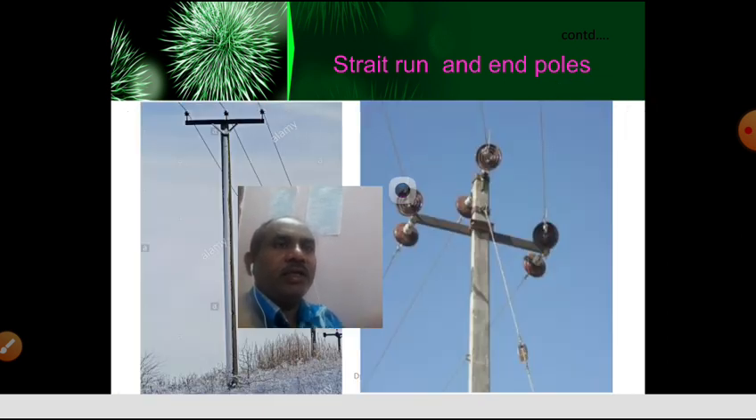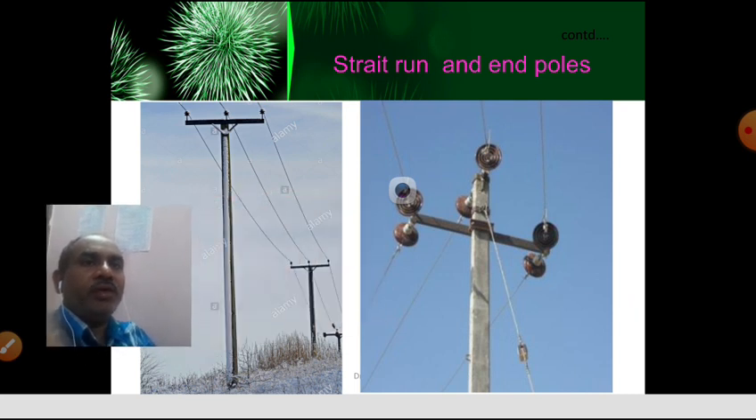Now, you can see another one here also. What is this one? So this is an 11 kV line, first figure, it is a straight line. The lines are going straight only by using the pin insulators. The pin insulators are only supporting the running conductor.